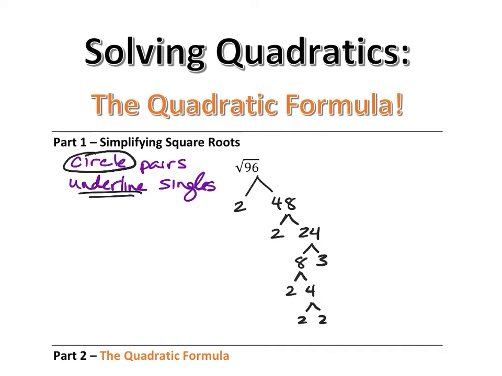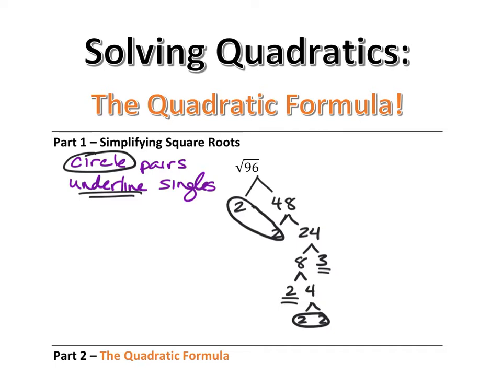We're going to circle the pairs. Here's a pair of 2's. Here's a pair of 2's. And then there are no more pairs, because the only things I have left are a 3 and a 2 at the ends of the branches. Remember, ends of the branches.